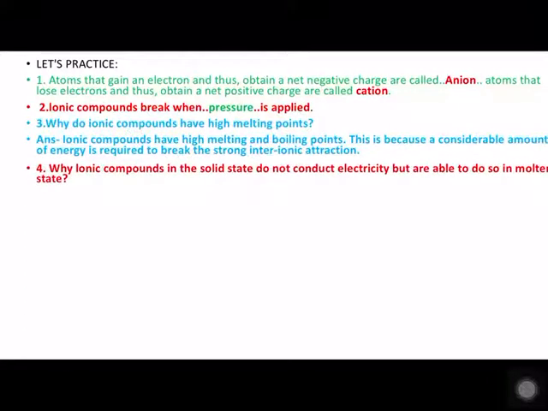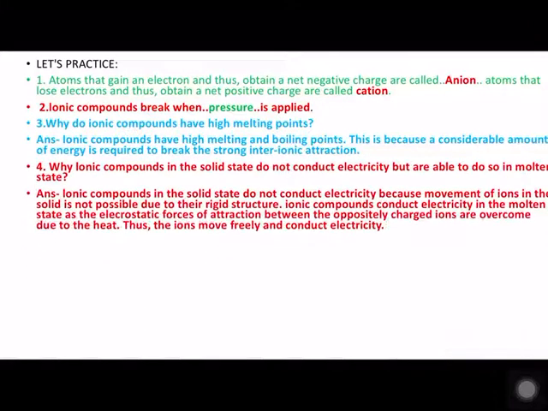Why does an ionic compound in the solid state not conduct electricity but is able to do so in the molten state? Because movement of ions in the solid is not possible due to the rigid structure, and ionic compounds conduct in the molten state as the electrostatic force of attraction between the oppositely charged ions is overcome due to heat. Thus the ions move freely to conduct electricity.